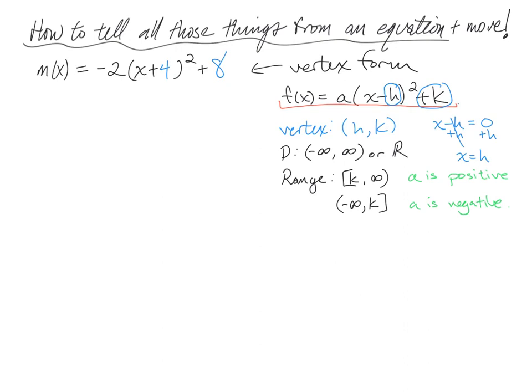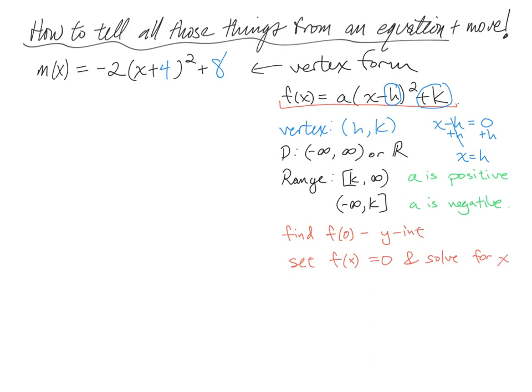Next, x and y intercepts. So the y-intercept, I think, might be the next easiest thing to find. You find f of 0, and that gives you the y-intercept. And the x-intercept is so much more involved, but the x-intercept you find by setting f of x equal to 0, and you solve for x.